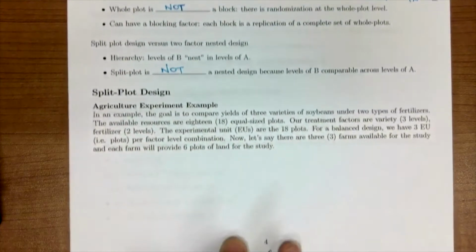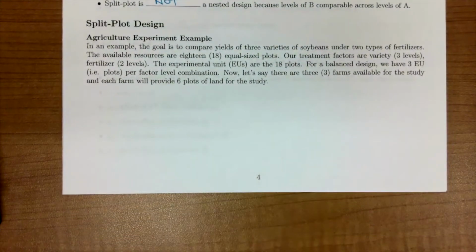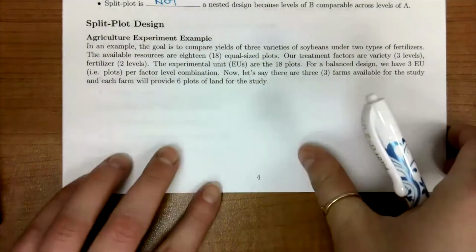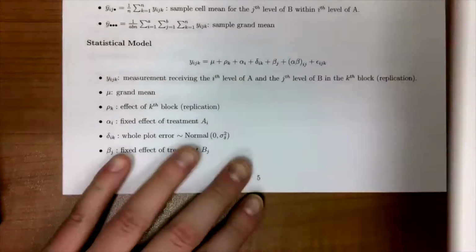So recall our agricultural example where we have 3 varieties of soybeans and 2 types of fertilizer. In our example, we're going to be treating it as a fixed effect. We could have been random, but I decided why not do a fixed effect? It won't matter in our case. We have a balanced design.